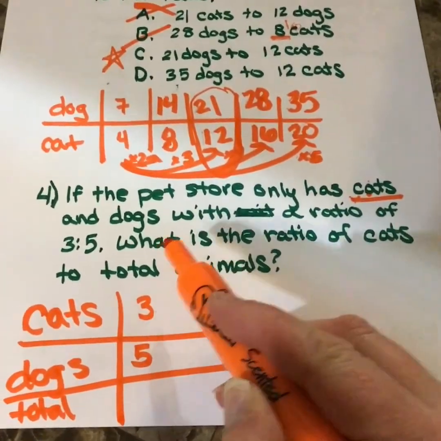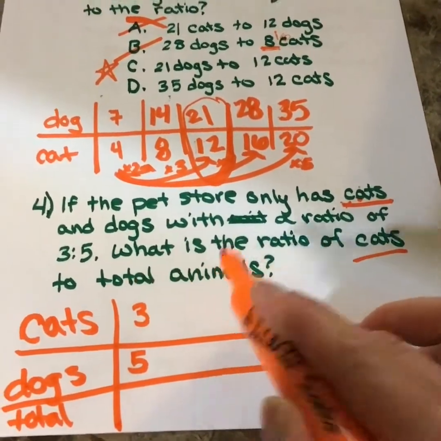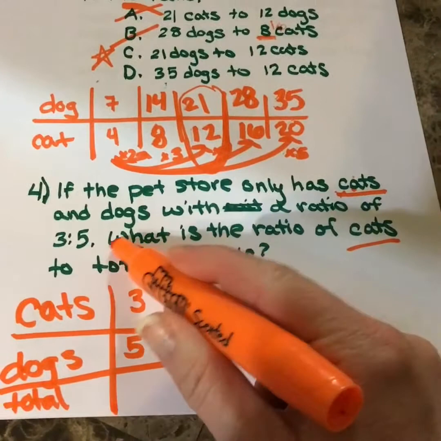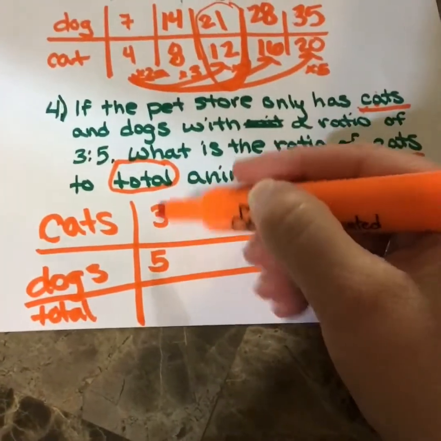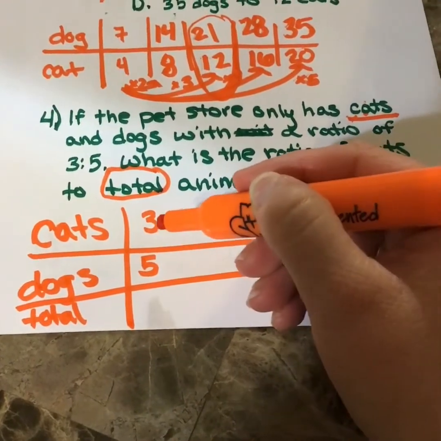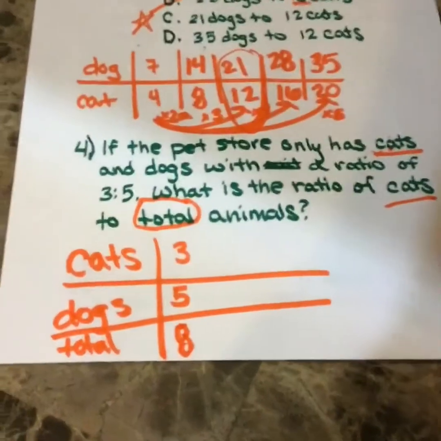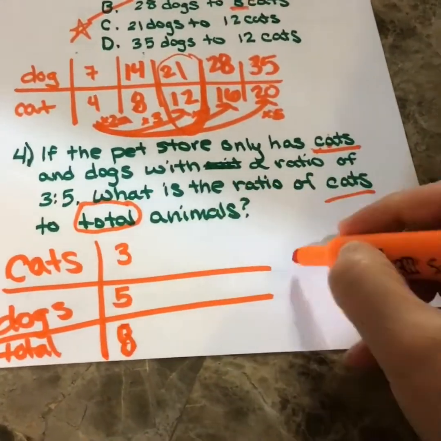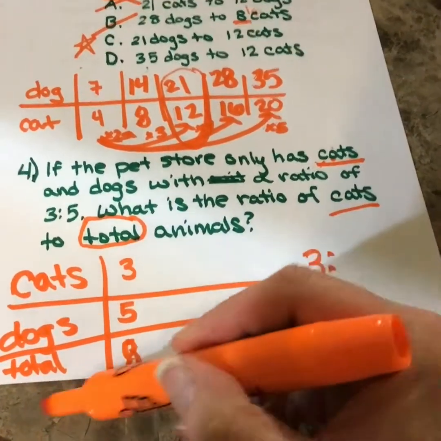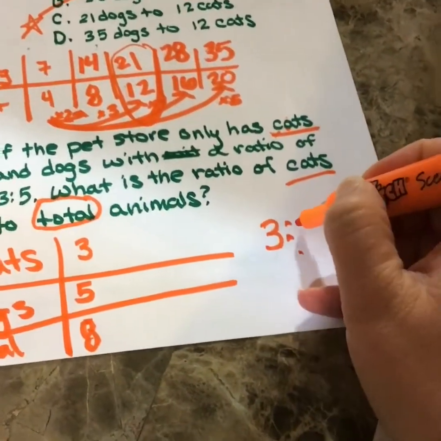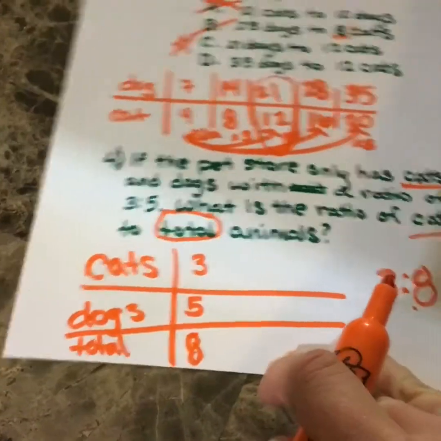But the question says, what is the ratio of cats to total animals? So again, we're looking for cats to total. So we have to add these numbers together. So 5 plus 3, that's right, is 8. So the ratio of cats is 3 to the total animals is 8. So the correct ratio for this answer would be 3 to 8.